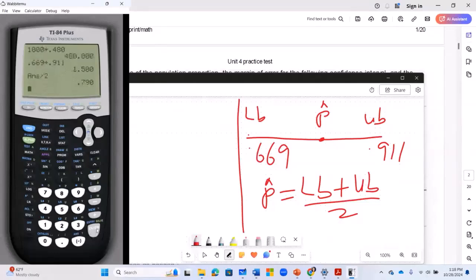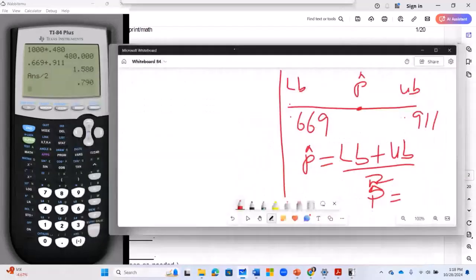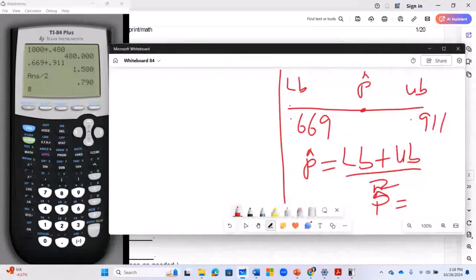Find the sample proportion or the point estimate. The point estimate in this question, p hat, is equal to 0.790. You know, it cannot be up to 1 because it's a probability. This number cannot be greater than 1. Okay, so p hat is always equal to x over n.